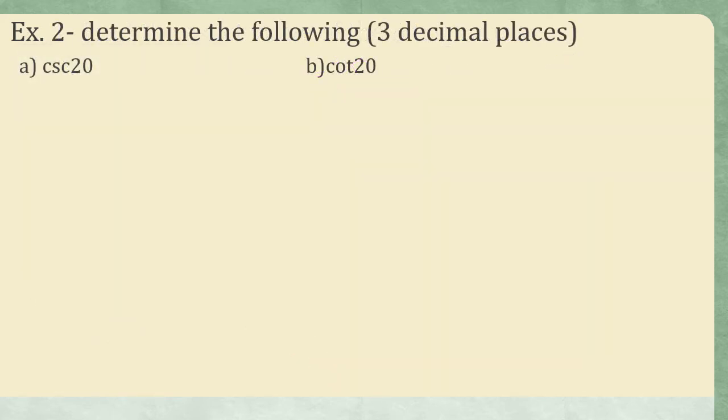Example number 2, determine the following to 3 decimal places. There is no cosecant button on your calculator. There's no cotangent button on your calculator. So that means we have to relate these back to sine, cos, and tan. Well, we just learned cosecant x is 1 over sine x. So this, quite simply, is just 1 over sine 20. Type that in your calculator just like that. 1 divided by sine 20.